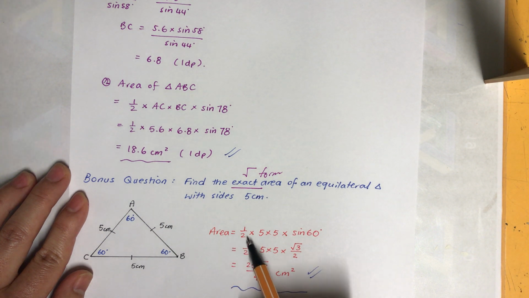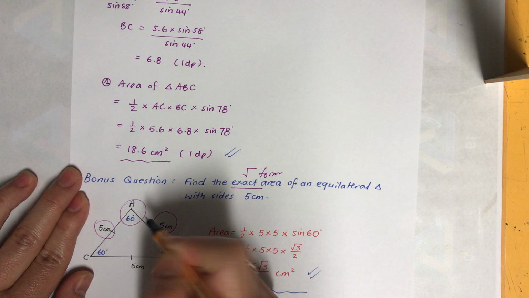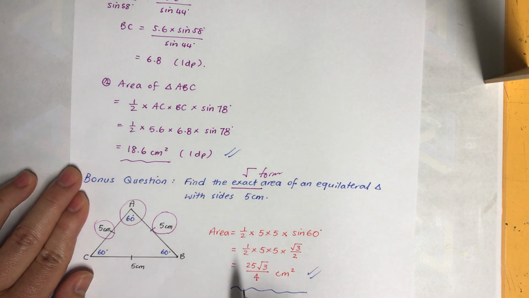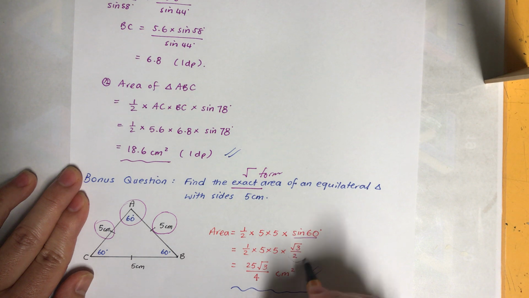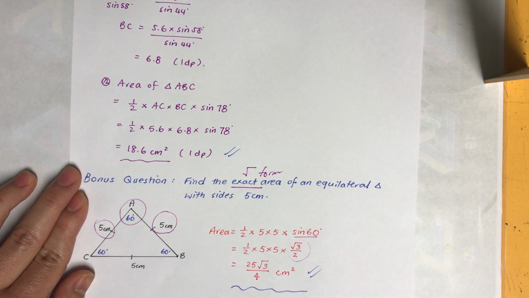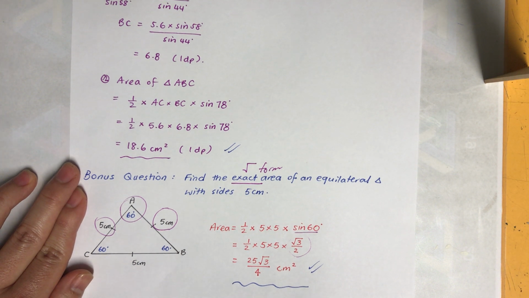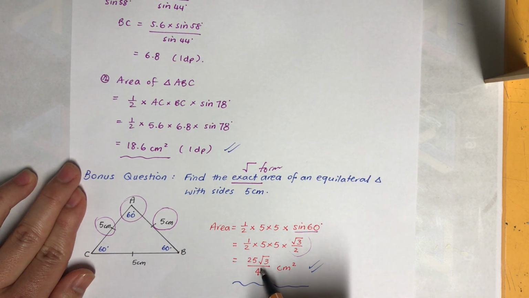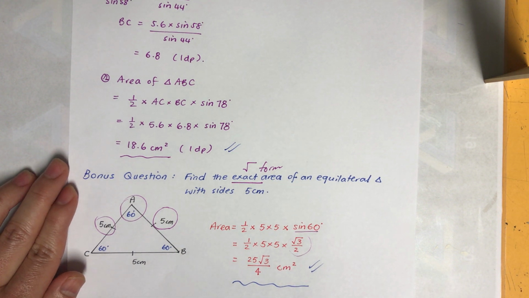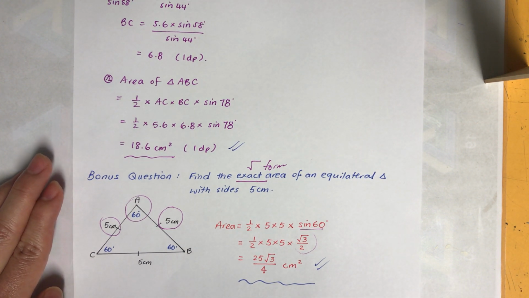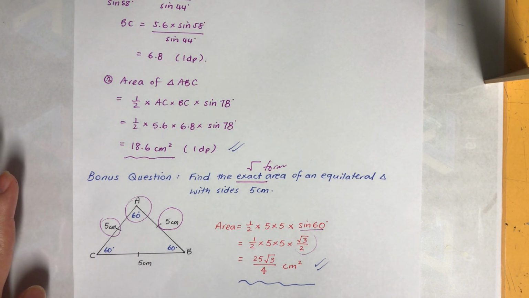Therefore, area is half times 5 times 5. So all three that I need. And then sine 60. Now sine 60 is root 3 over 2. If you don't remember, go back to my other video and have a look at it and memorize them. And that's what it is. You can't cancel anything. Leave it as it is because the question said exact area. So answer is 25 root 3 all over 4 centimeters squared. Well done.